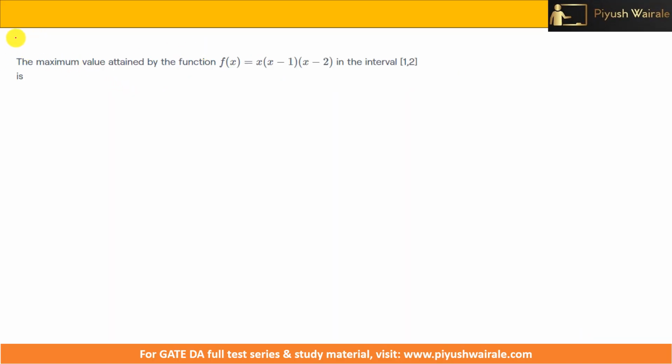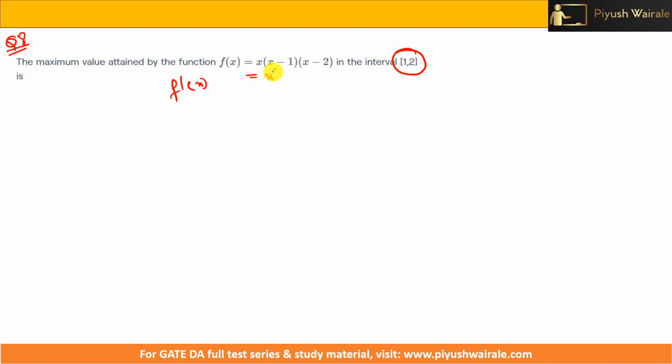Okay, so this is question number 8. Now, the maximum value attained by this function in the closed interval 1 comma 2. The same concept we have to apply. Just differentiate to get f dash of x, but it will be difficult to differentiate this one due to the multiplication. So first try to simplify it.